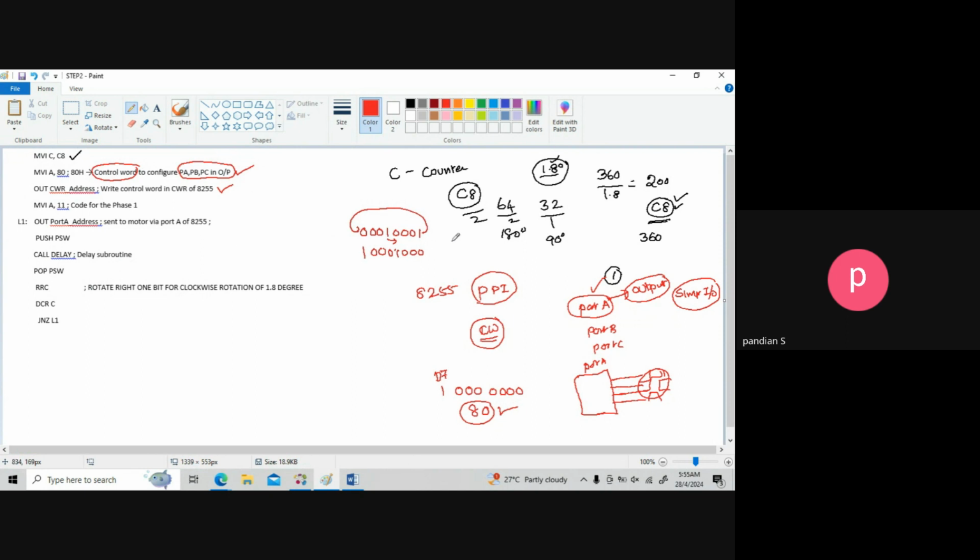If you use the RRC command, rotate right, the initial value in hexadecimal is 11. So we initialize with 11. Then if you do a rotate right, you get the value 88. Once again if you rotate right, we get the value 44. Then another rotation gives 22.